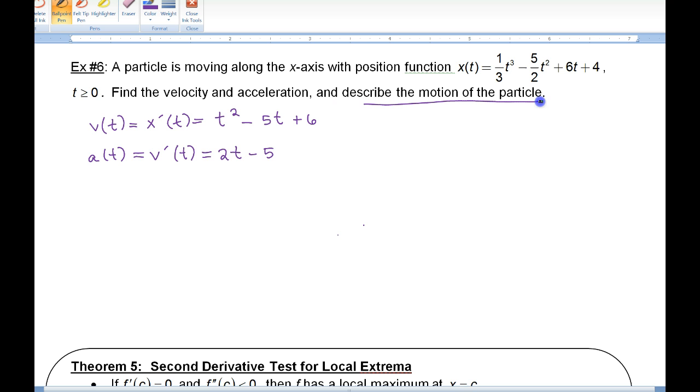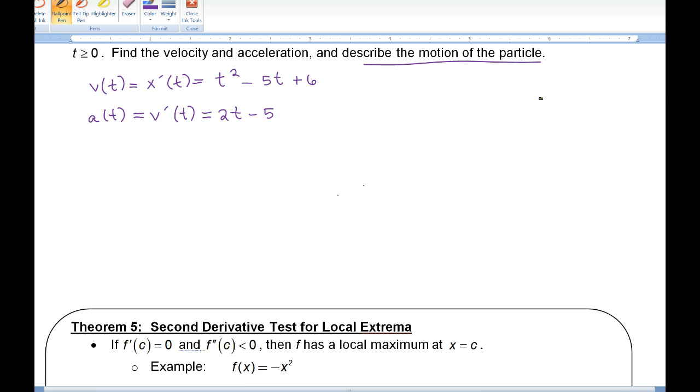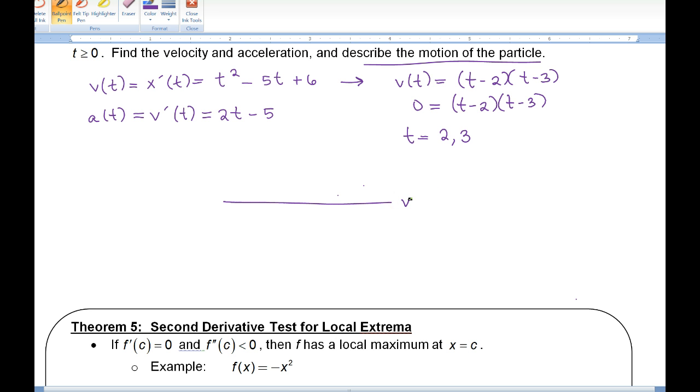Right now we want to describe the motion of the particle. So we're going to use the velocity to do that. So I'm going to take my velocity and see if it factors, which it does. It's going to be t minus 2, t minus 3. So when I set that equal to 0, we know that's going to give us 2 critical points. So basically 2 and 3. So here's my velocity. So here's 2 and here's 3. And remember, you can't plug anything smaller than 0, so think of that as our left endpoint.